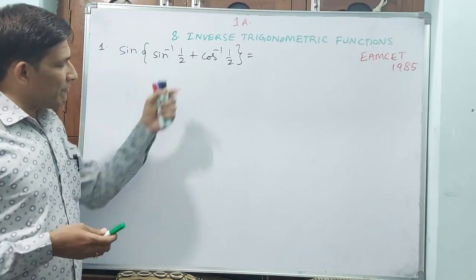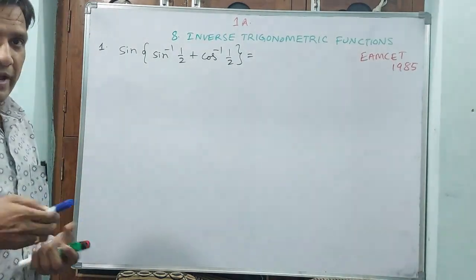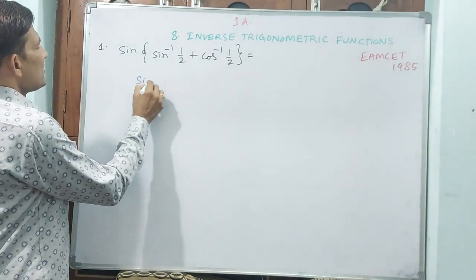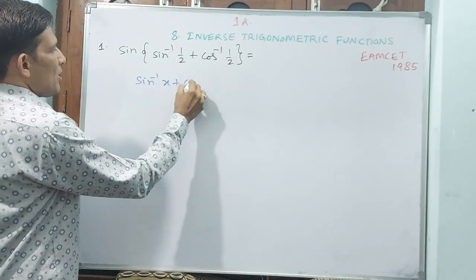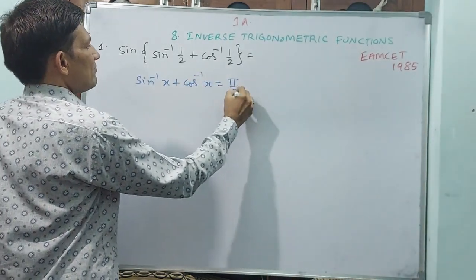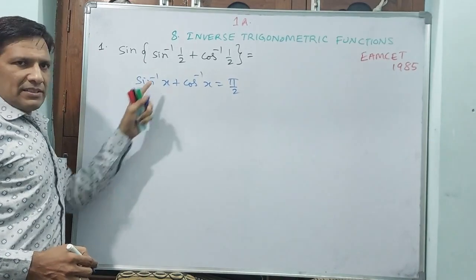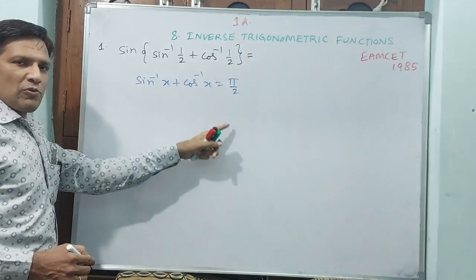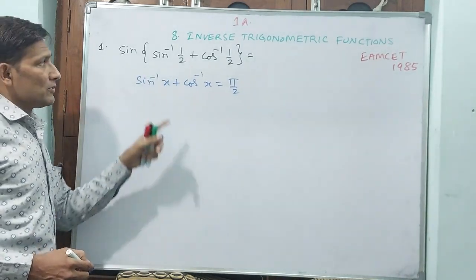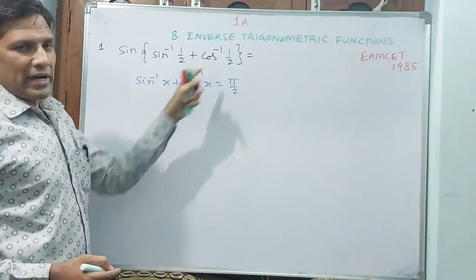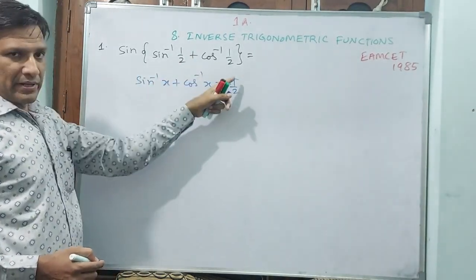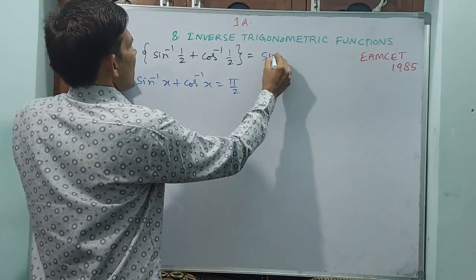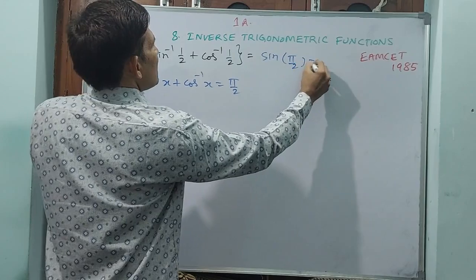Why? Because from this question I want to tell one formula to you. That is why I wanted to write this question. What is the formula? Sin inverse x plus cos inverse x is equal to pi by 2. Tan inverse x plus cot inverse x is equal to pi by 2. Secant inverse x plus cosecant inverse x is equal to pi by 2. This formula we will use. Sin inverse x plus cos inverse x, both are x, then we don't see this number. Directly write pi by 2. That means here sin of pi by 2, that is equal to 1.